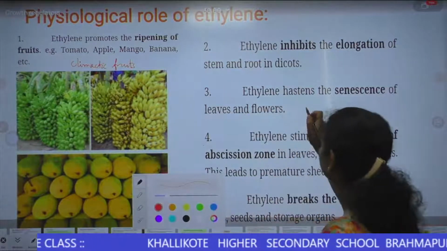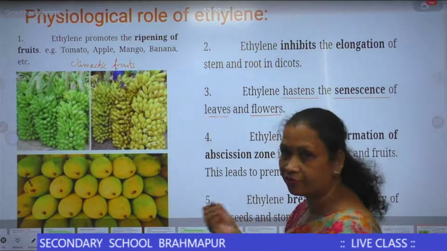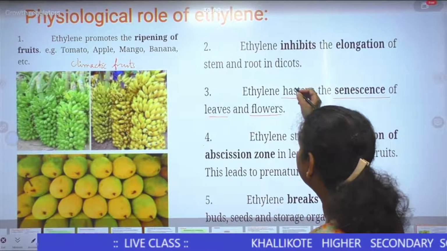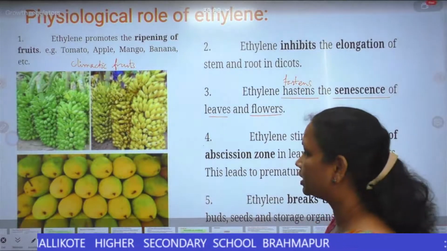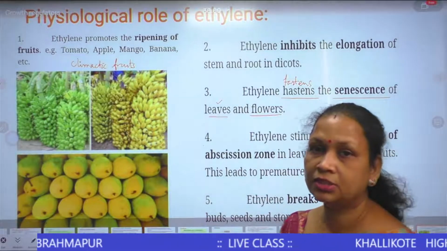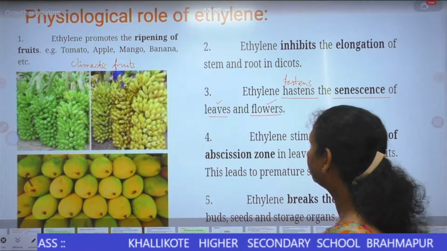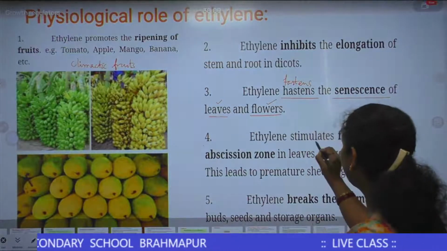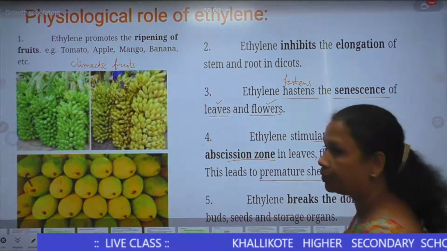The other activities of ethylene are that it inhibits the elongation of stem and roots in the dicots, and ethylene hastens the senescence of leaves and flowers. Previously we saw cytokinins delayed the process of senescence. Here it is hastening the rate of senescence. So, if there is ethylene, there will be much faster shedding of the leaf, as was seen in Germany during the street lamping phenomena. It also helps in shedding of the flowers. Many times we see the flowers and leaves fall much faster than their regular time.